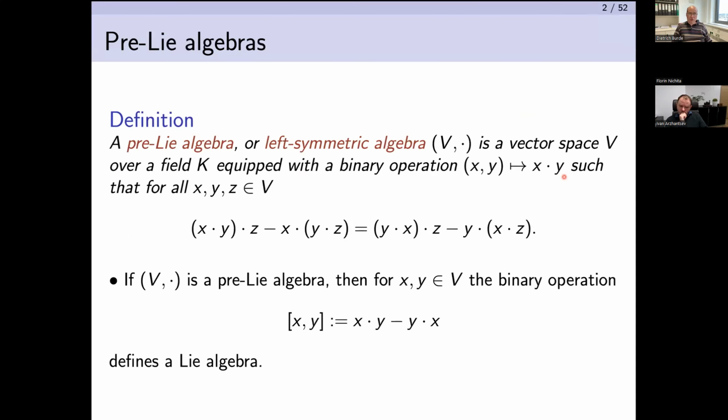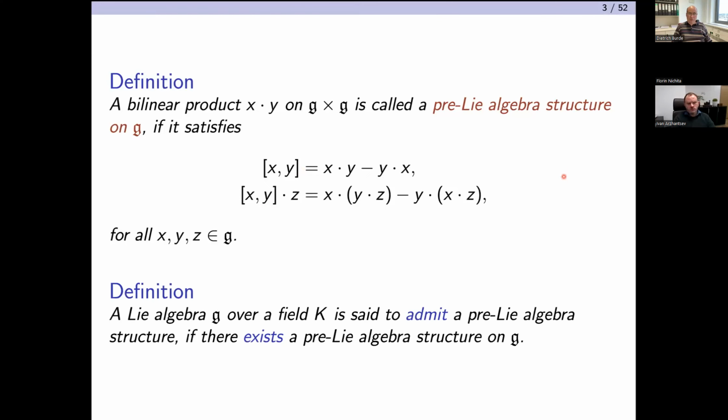And the definition then is, sorry, I have to work with the mouse.